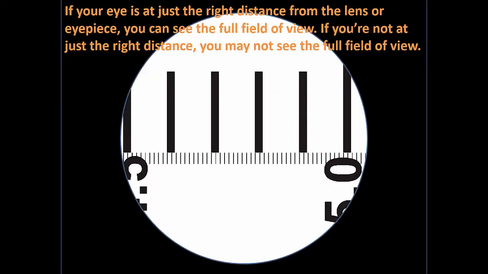Now, if your eye is at the right distance from the lens or eyepiece, you'll be able to see the full field of view. If you're not, if you're backed off a ways, you may not see the full field of view. And it's tricky to get that just right. When we actually do this outside, what I have people do is get their eye as close to the lens as is comfortable, and if you move as far to the right as you can, you'll see the maximum amount of the left side field of view, and if you move as far to the left as you can, you'll see the maximum of the right side field of view. And so I encourage people to move their head back and forth just a little bit when they're looking through the telescope.